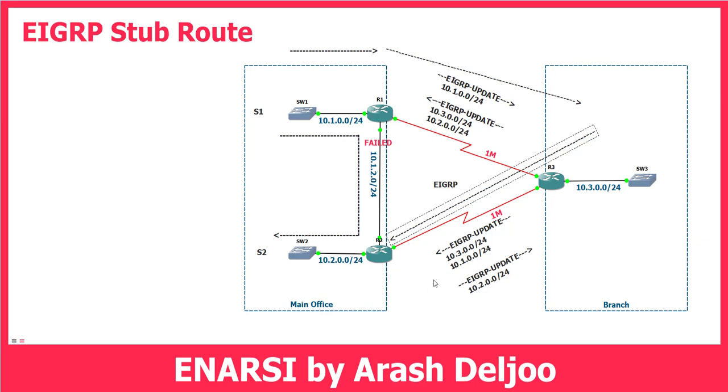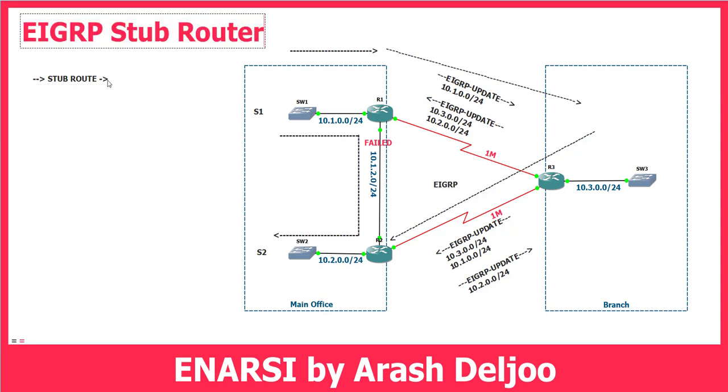How can we prevent it? One of the best solutions is EIGRP stub. What is the meaning of EIGRP stub? You will learn more about EIGRP stub in this video, but for now let me say that with EIGRP stub, or the stub route, we can configure one router as a stub router. Let me talk about the stub router. What is the meaning of a stub router? It is better to say EIGRP stub router.